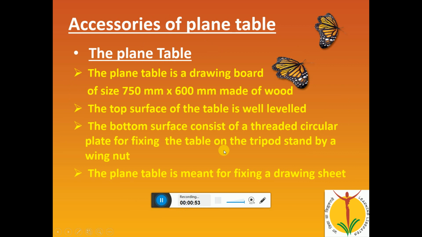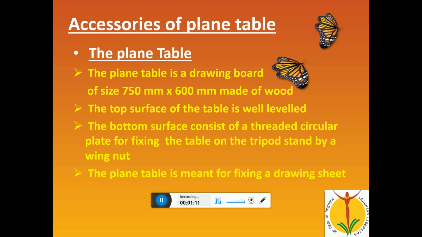So, various accessories are required for plane table surveying. Already we have seen the principle of plane table surveying. The principle of plane table surveying is parallelism. And what are the accessories required for a plane table? One by one we are going to see the various accessories required. First is a plane table.